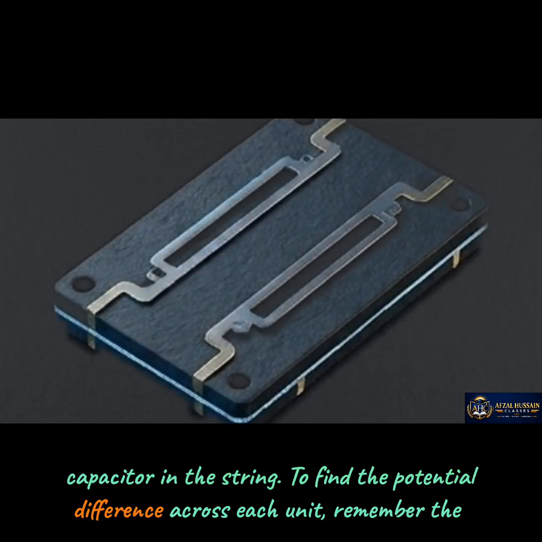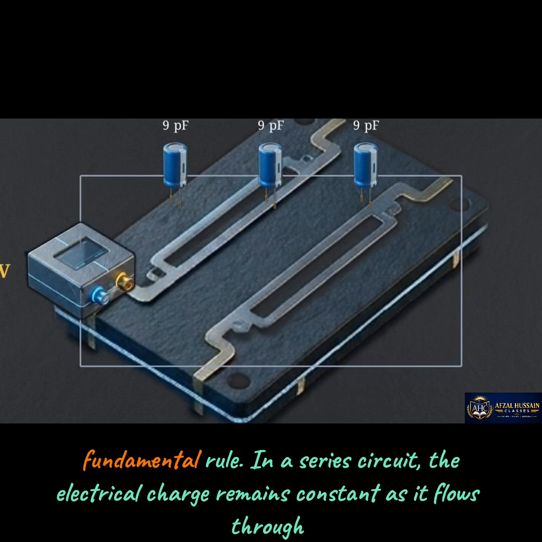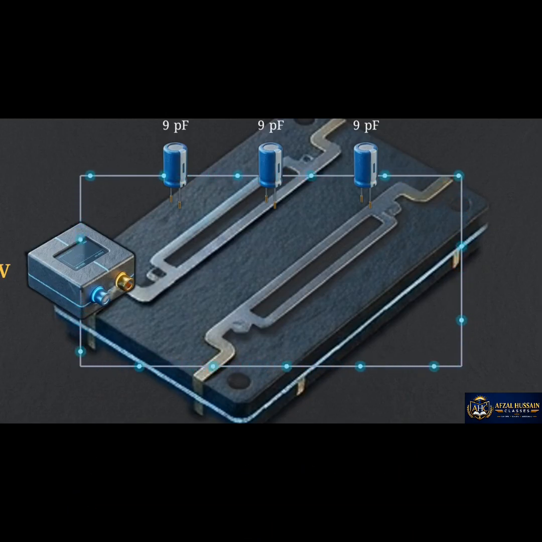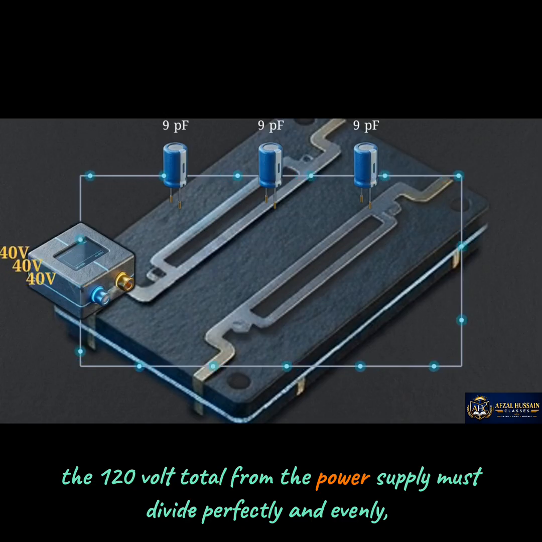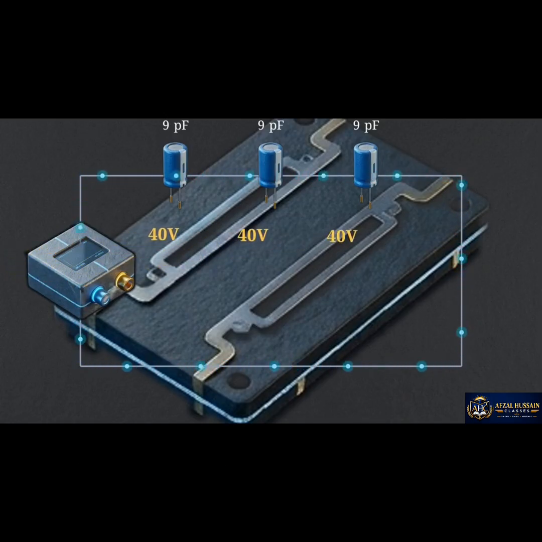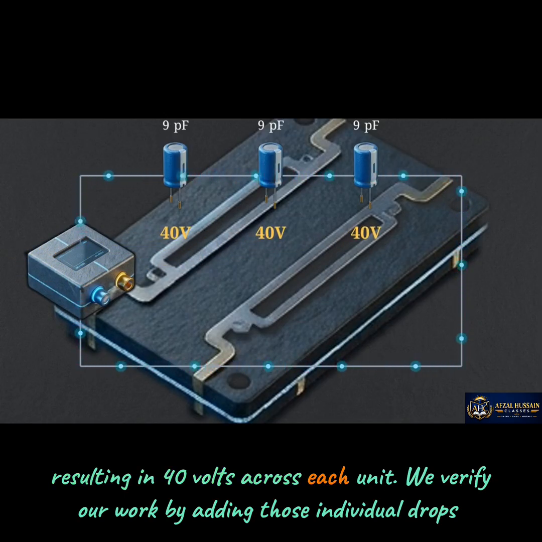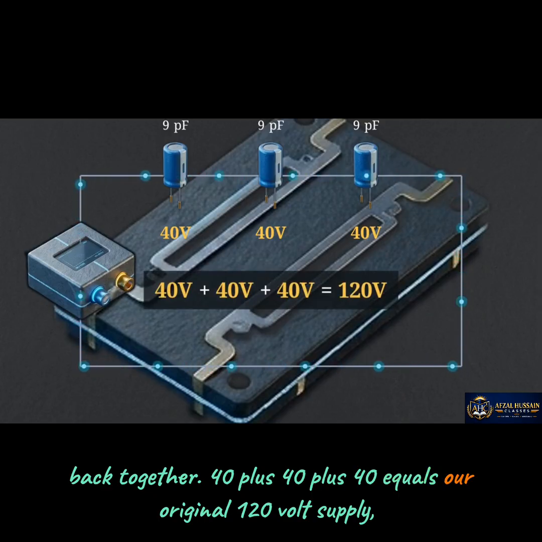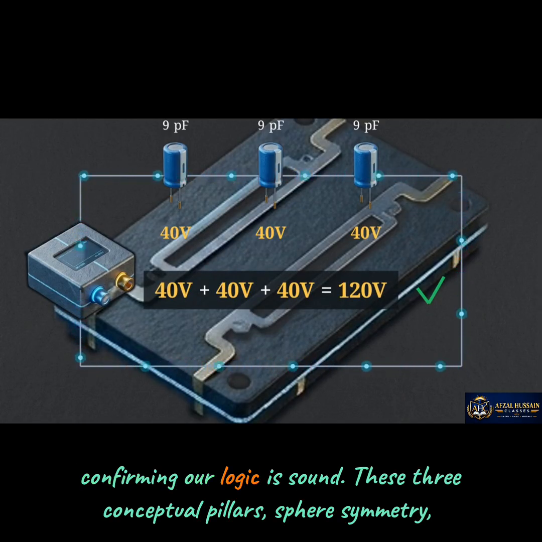To find the potential difference across each unit, remember the fundamental rule. In a series circuit, the electrical charge remains constant as it flows through every component. Since the capacitors are identical and the charge is the same, the 120-volt total from the power supply must divide perfectly and evenly, resulting in 40 volts across each unit. We verify our work by adding those individual drops back together. 40 plus 40 plus 40 equals our original 120-volt supply, confirming our logic is sound.